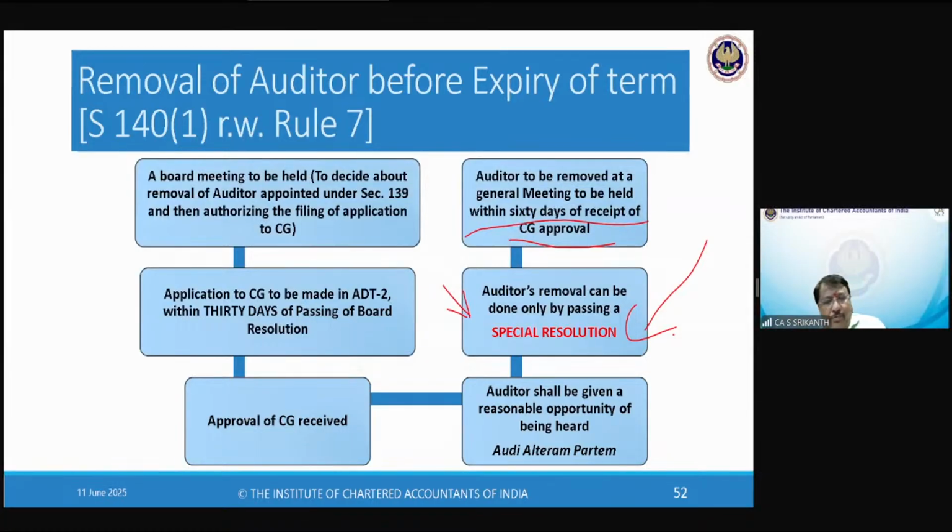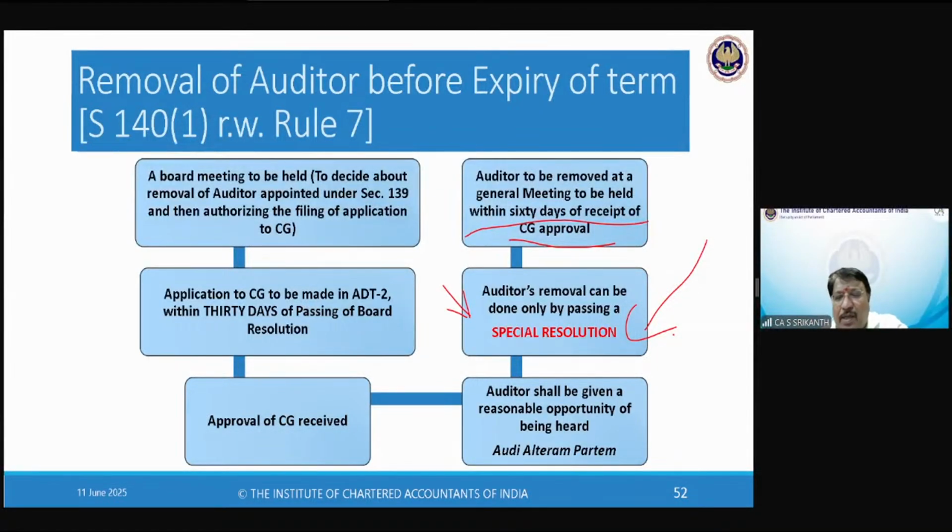Audi alteram partem. What does it mean? It's a very important Latin term. Audi means hear. Audi is the car, but don't worry, not that Audi. Here, it's a Latin term. Actually, the word auditor is from the French word audir, which is from a Latin root. Audir means to hear. So the main job of an auditor is to listen, hear, ask questions, get answers. Audition, hearing.